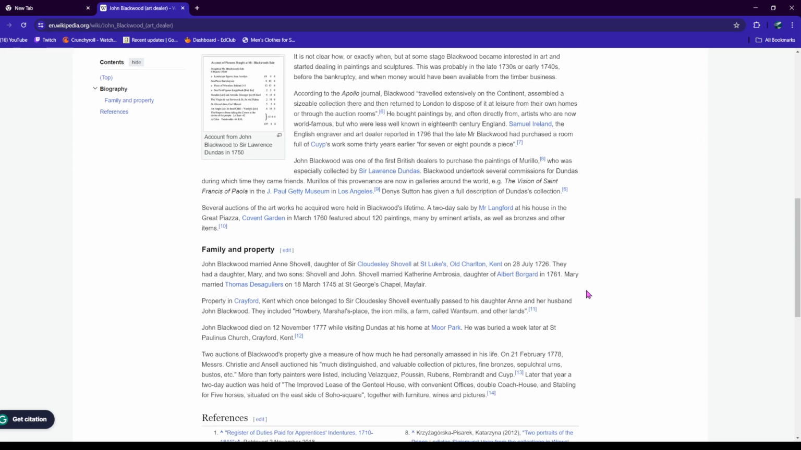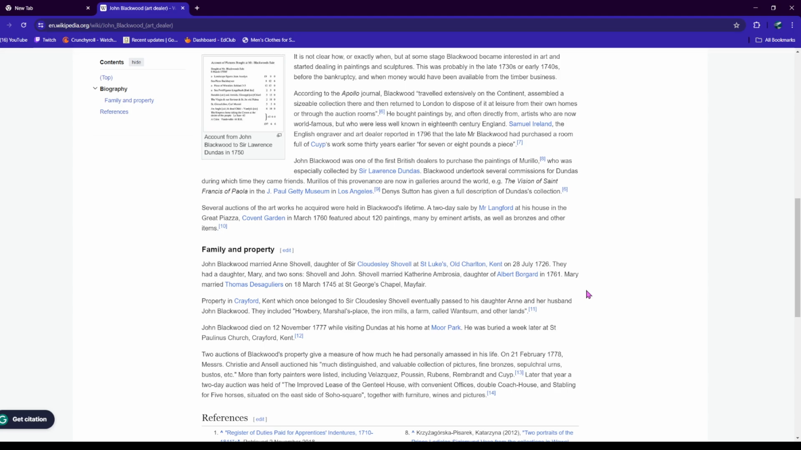Family and property. John Blackwood married Anne Chauvel, daughter of Sir Clousie Chauvel, at St. Luke's, Old Charlton, Kent, on July 28, 1726. They had a daughter, Mary, and 2 sons, Chauvel and John. Chauvel married Catherine Ambrosia, daughter of Albert Bogart, in 1761. Mary married Thomas de Salagus on March 18, 1745, at St. George Chapel, Mayfair. Property in Crayford, Kent, which once belonged to Sir Clousie Chauvel, eventually passed to his daughter Anne and her husband, John Blackwood. They included Howbury, Marshall's Place, the Iron Mills, a farm called Watsham, and other lands.